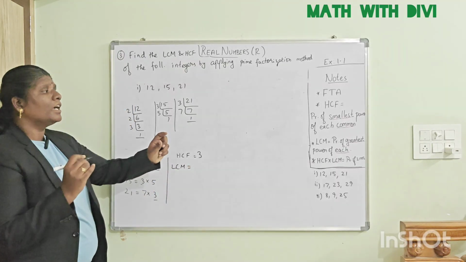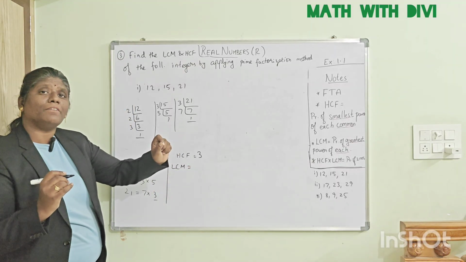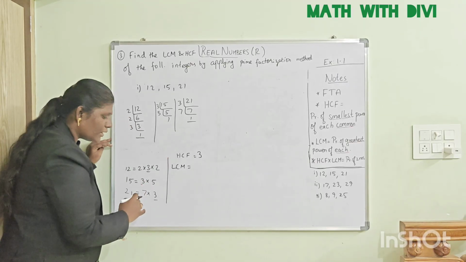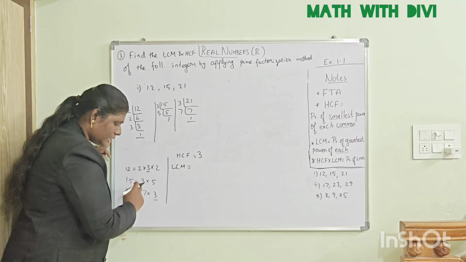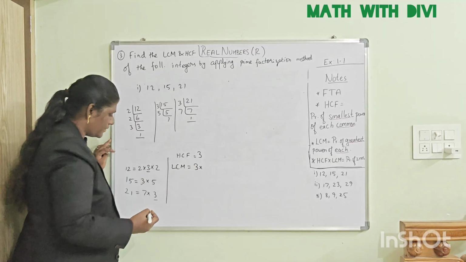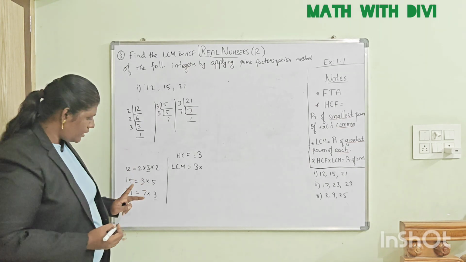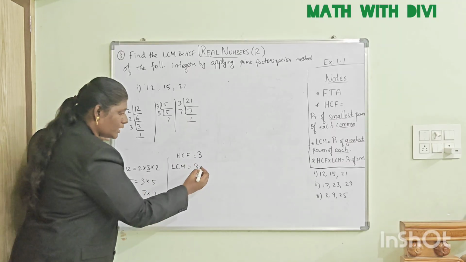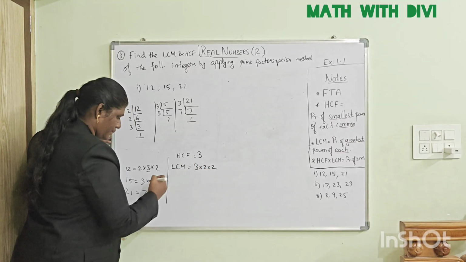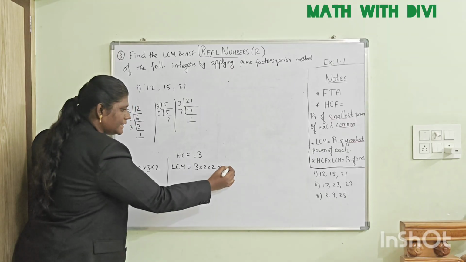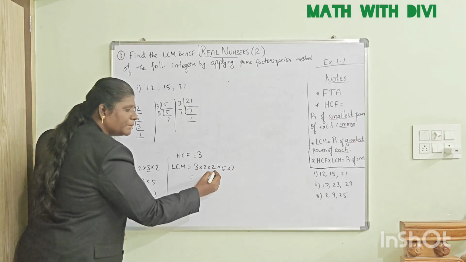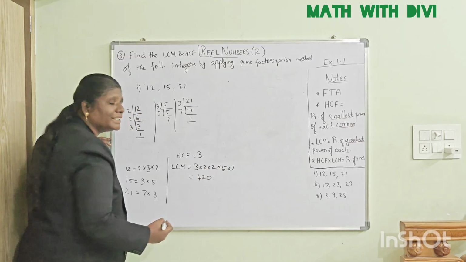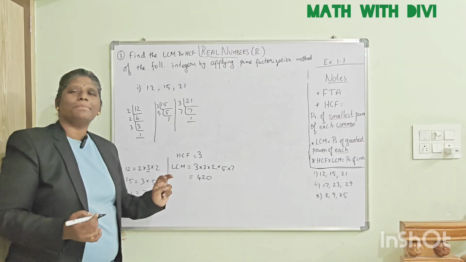And how to find LCM? LCM is the product of the greatest power of each factor involved. So we first write the common factors. What is common for all three? 3. Is there any common factor for two numbers? No. Then we write the remaining factors: 2 into 2, here 5 and 7. If you multiply, 5 2s are 10, 7 3s are 21, 42, so 420. So HCF is 3, LCM is 420.